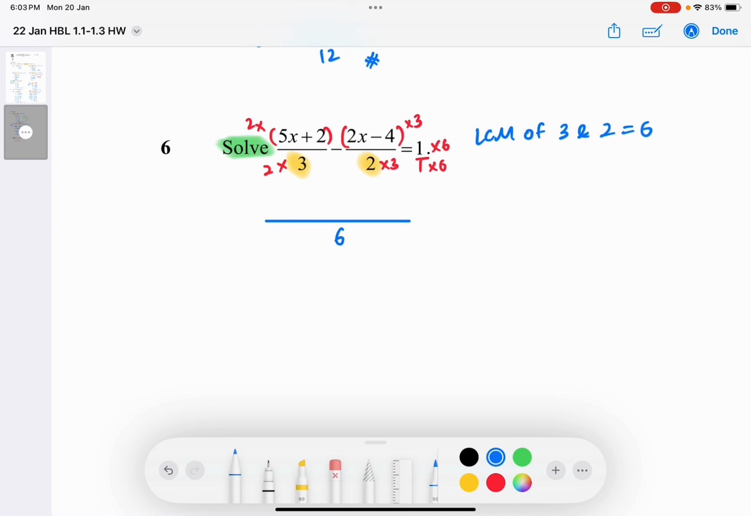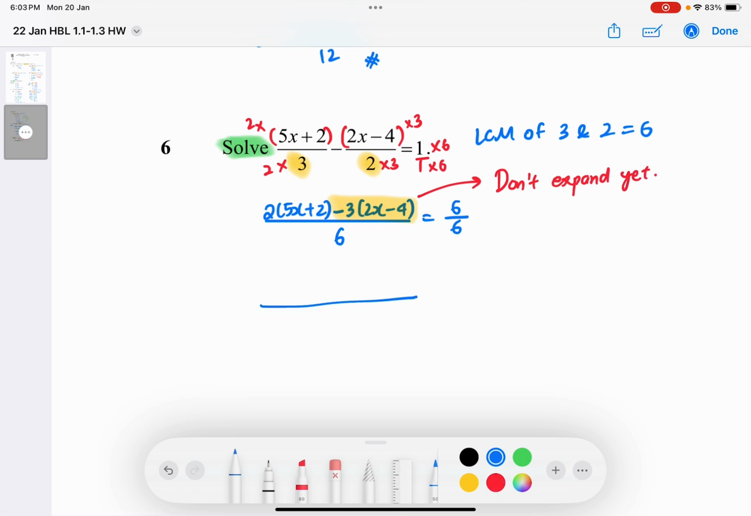So 2 bracket 5x plus 2 is the first fraction. Second fraction is minus 3 bracket 2x minus 4. Do not expand here. I know it's very, very tempting, but don't expand yet. Alright, now we can expand it. After we have combined them already, we can go ahead and expand this.